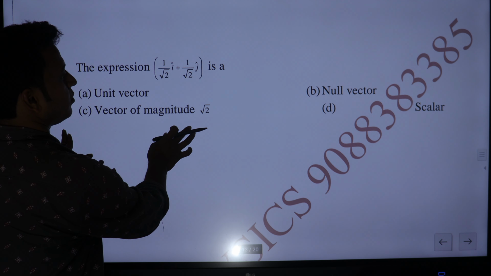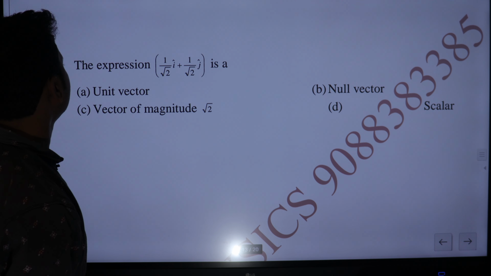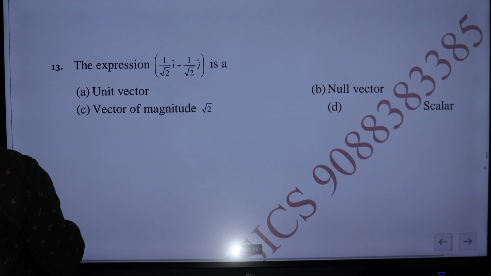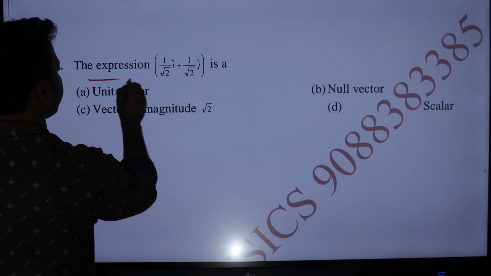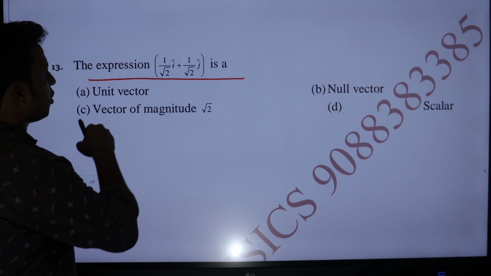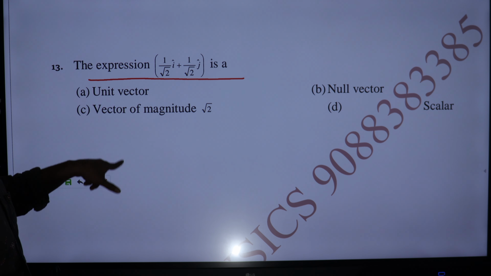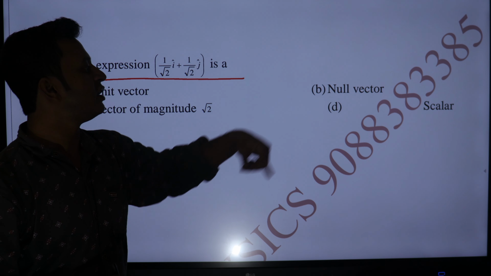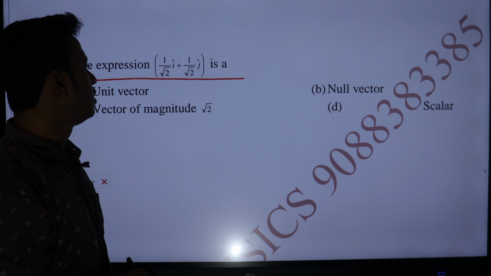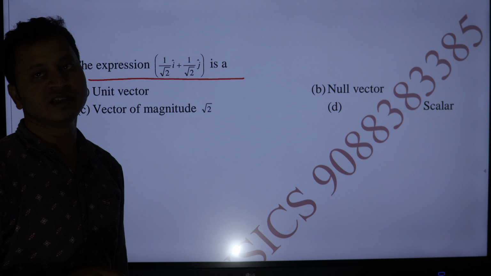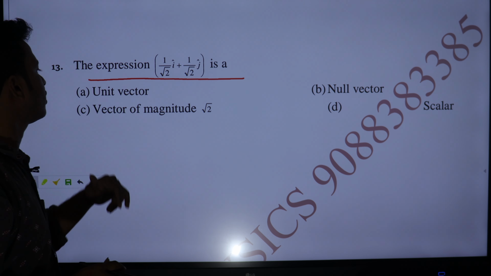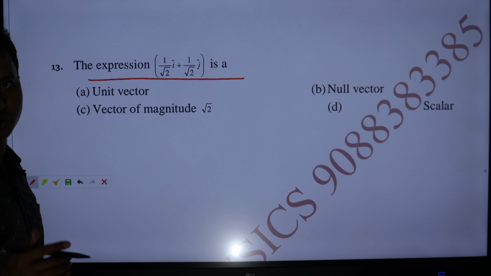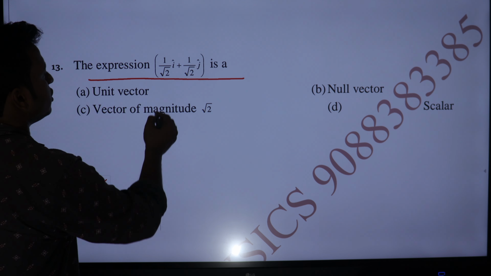Question number 13. This expression, which option is right? This is the unit vector, this is the magnitude of 2, this is the null vector, this is the scalar. The vector is given, so how can you say that this is the scalar? So it is not possible. This is the null vector, this is a vector quantity of magnitude 2, and this is the unit vector, so you have to check.